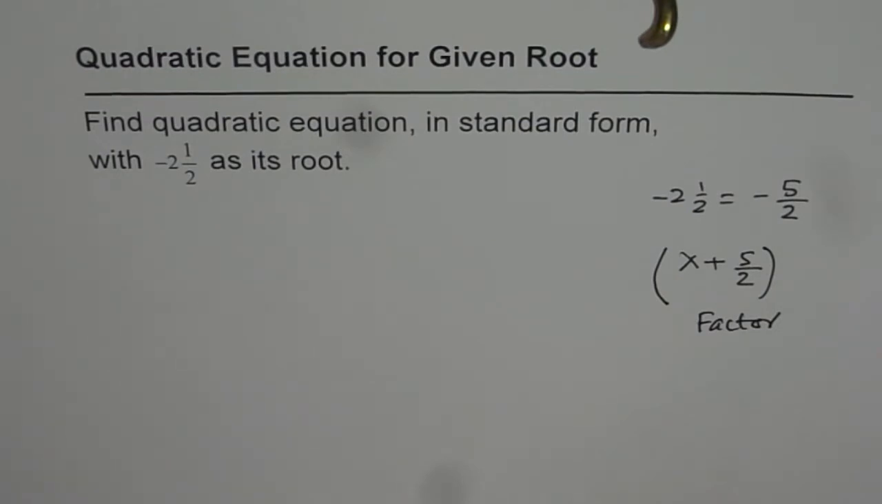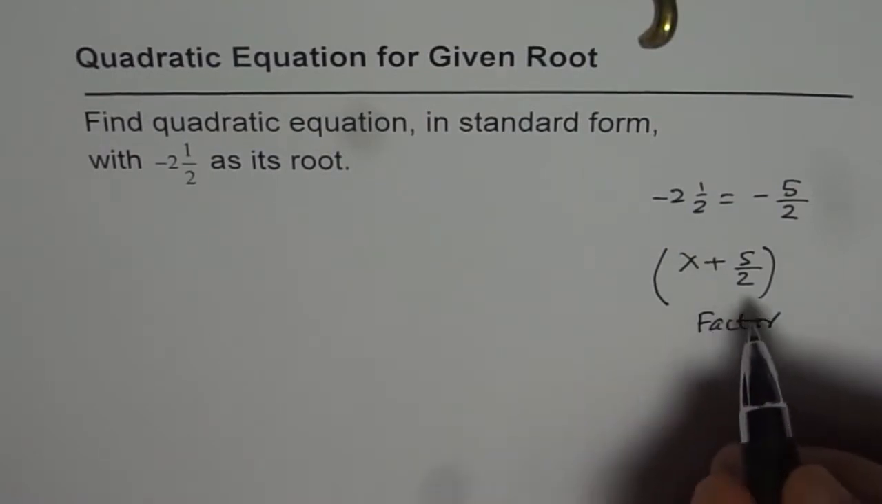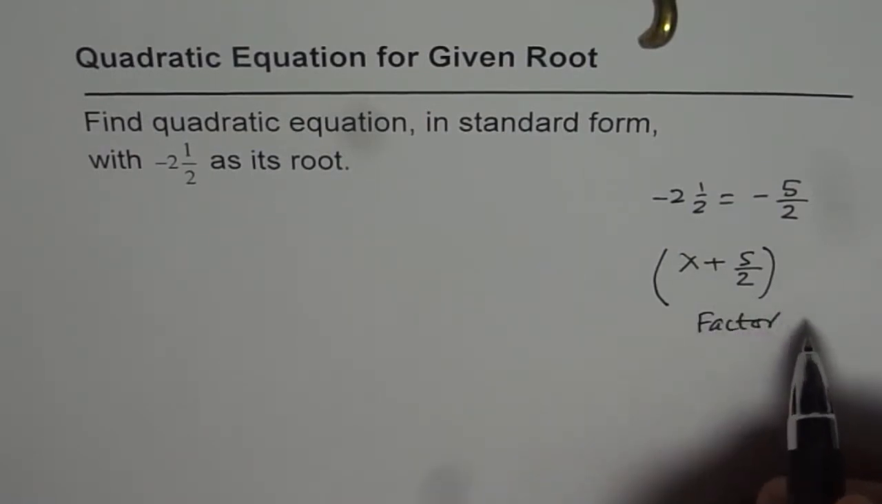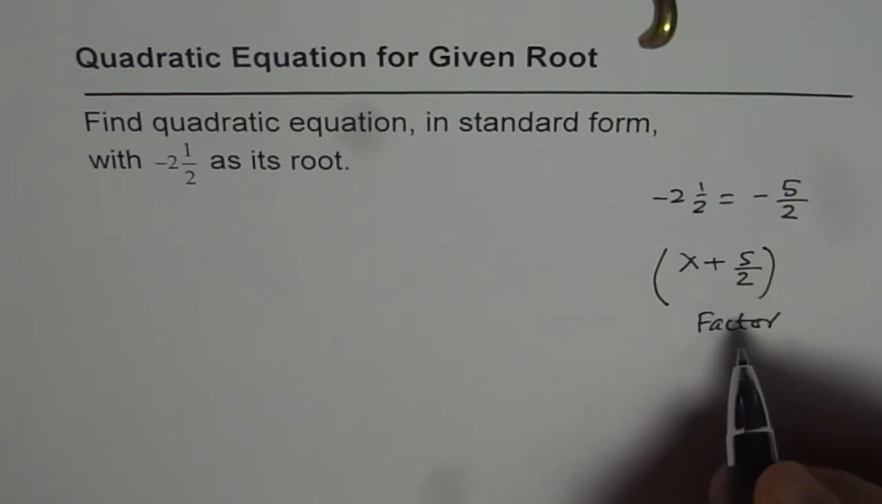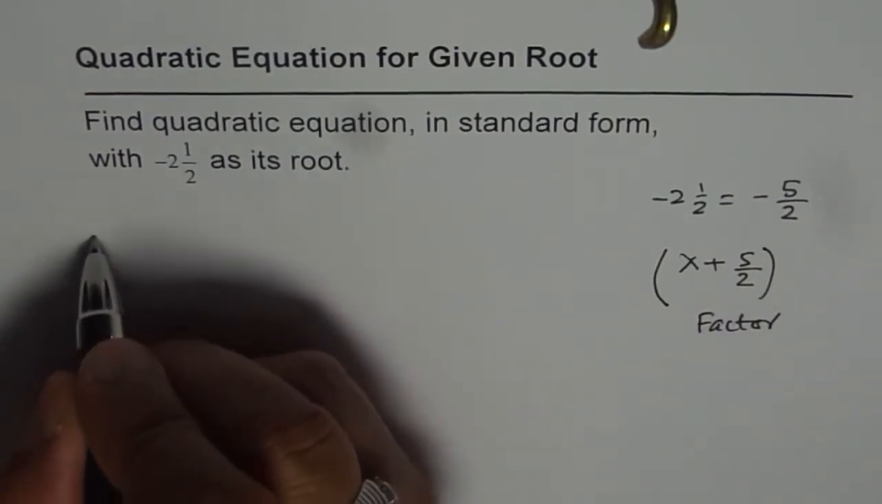Now it is a quadratic equation. It should have two factors. Since it has only one root, that means both the factors are the same. Do you understand? So that is how we get to find our equations.